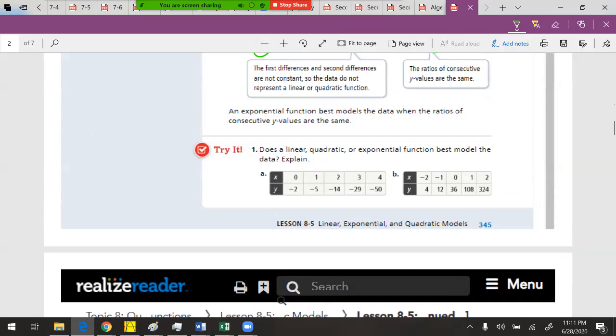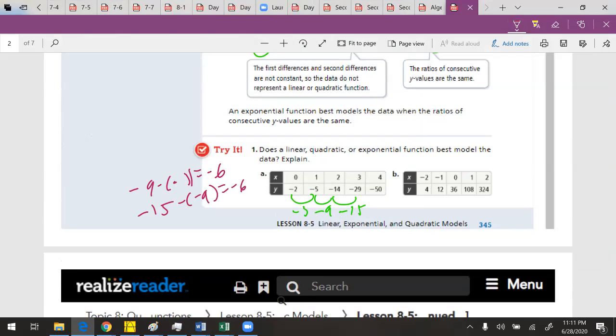Let's take a look at this. From here to here, it's going to be -3. From here to here, -9. From here to here, -15. Does not look like it's linear. So now let's check and see if it's quadratic. -9 minus -3, that's going to be -6. Then the next one, -15 minus -9, that's also going to be -6. This is going to be quadratic.